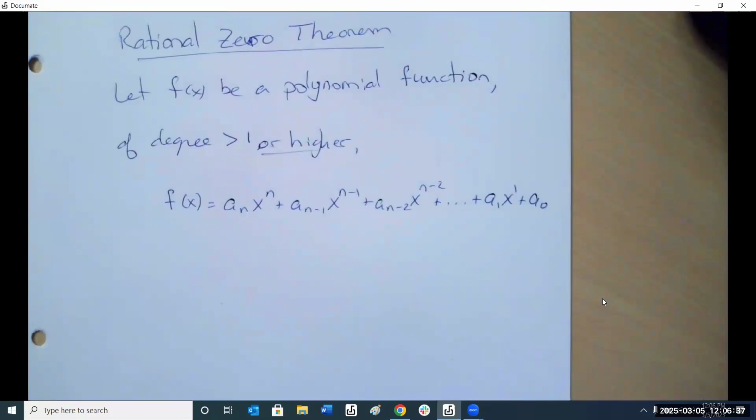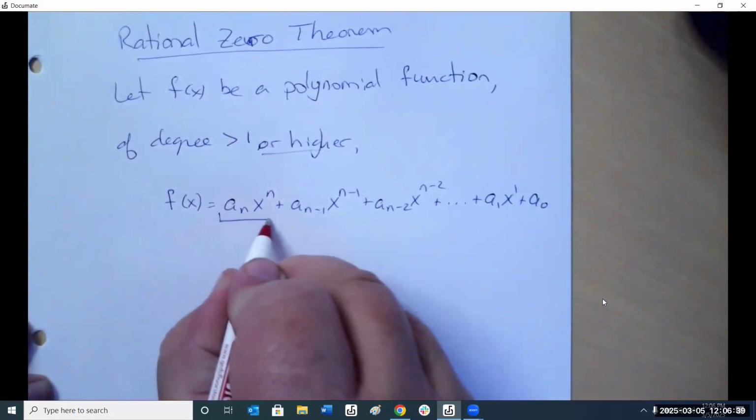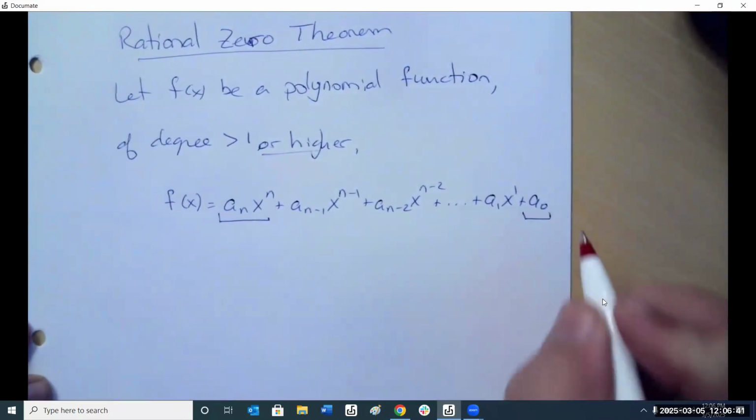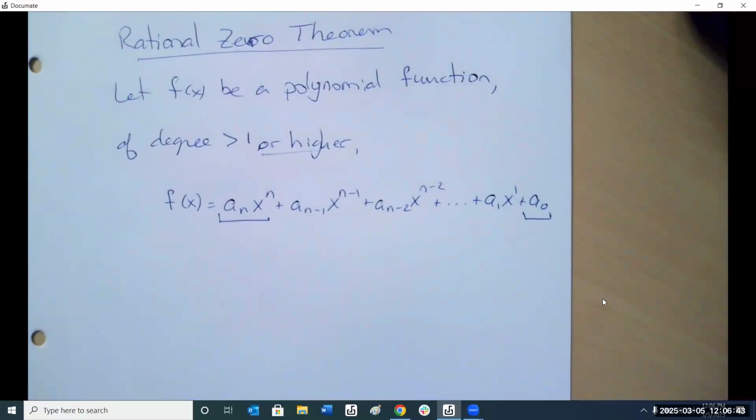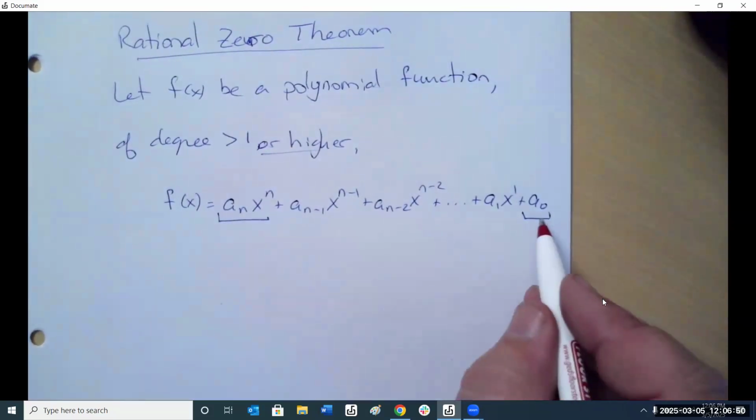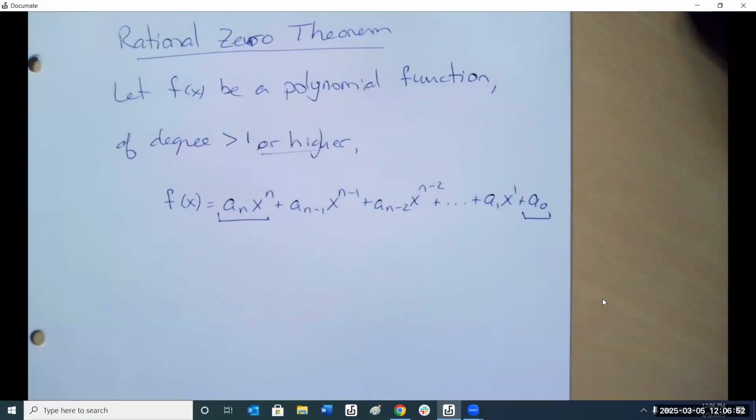Remember I said earlier, the only parts that are important are the leading term and the constant term. Because the leading term dictates the shape, the size, the direction. What does the constant tell us? It tells us the y-intercept. That's it.